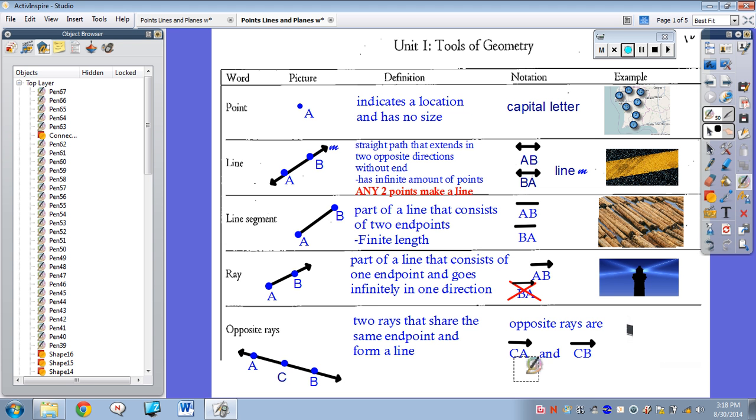Notice how this ray starts with C, goes towards A. This ray also starts with C and goes towards B. So they have to have the same starting point.